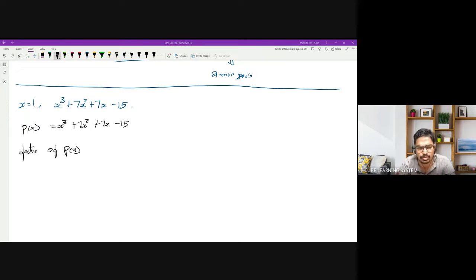I asked, if x equal to 1 is a zero, what will the factor be? x minus 1. The factor of P of x is x minus 1. Okay. Now let me ask one thing. Listen carefully. If x minus 1 is a factor of P of x, what will be the remainder obtained on dividing P of x with x minus 1?